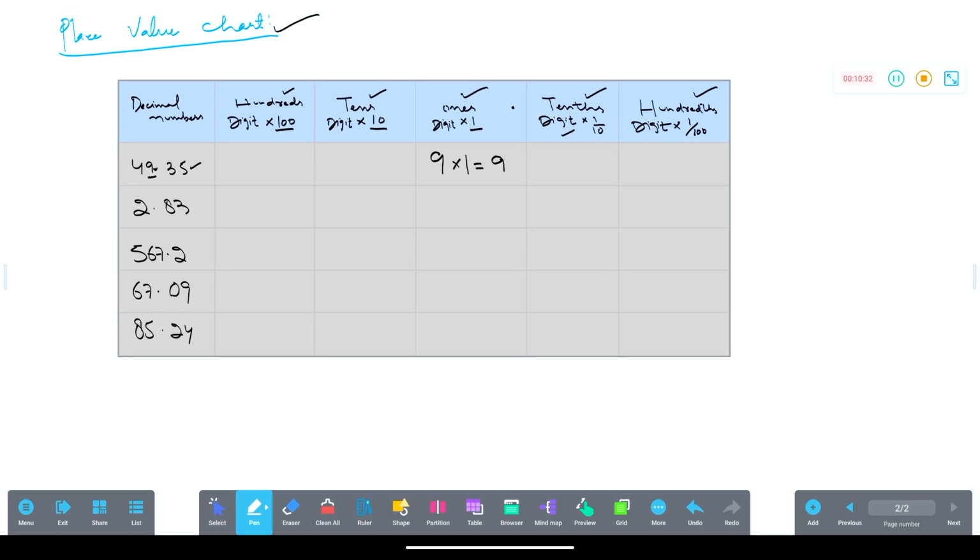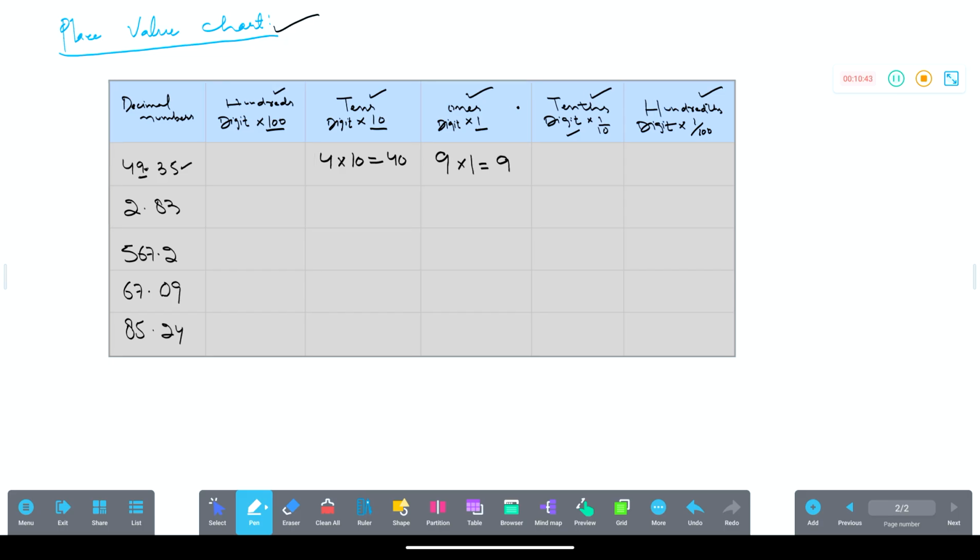Now talking about the tens place, it is 4. So the 4 at the tens place is multiplied by 10, which equals 40. It means not 4, it's 40. Now talking about the digits that are after the point.